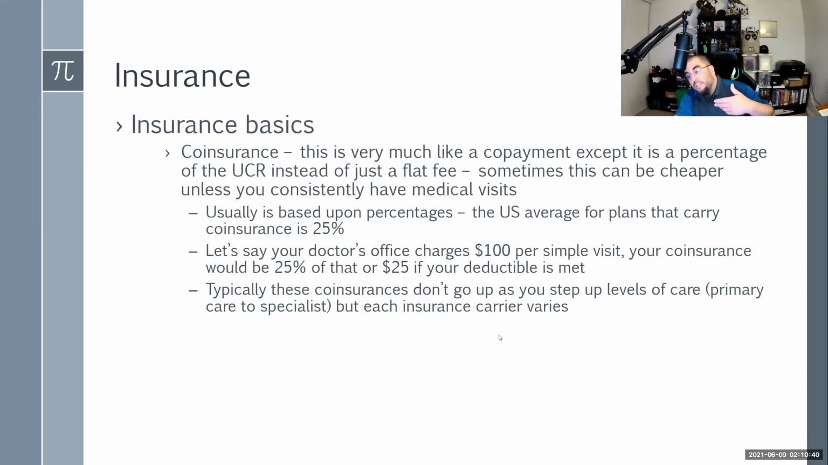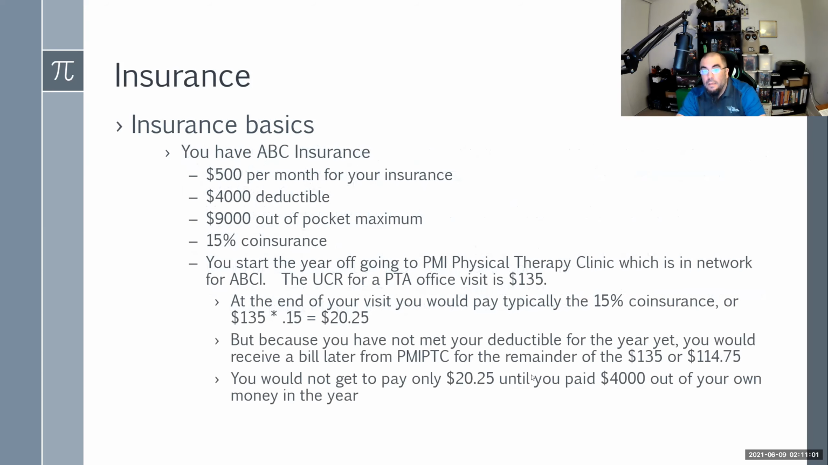So let's say your doctor office charges $100 for a simple visit. Your insurance would be 25% of that, or $25, if your deductible is met. If your deductible is not met, you may have to pay that full $100 until you reach your deductible. Typically, coinsurances don't go up as you step in levels of care, primary care to specialist, but each insurance carrier will vary. So let's look at something.